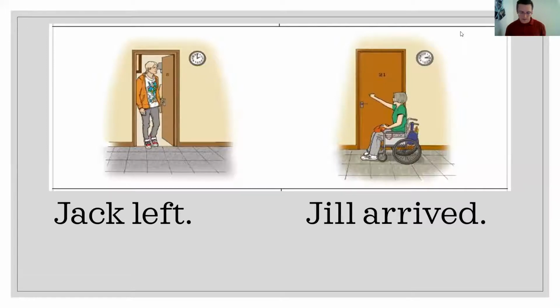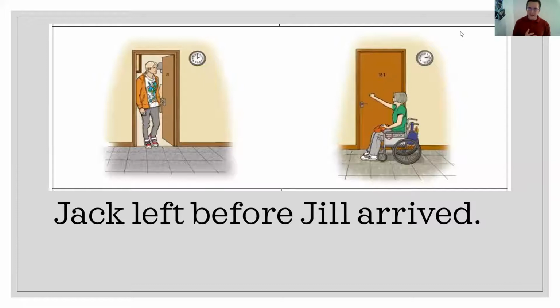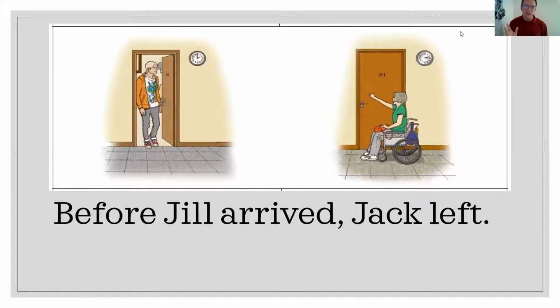Let's put these two events together. We could say that Jack left before Jill arrived. And that word before is important because it lets us know which event happened first and which event happened second. We have two events in the past. Jack left, Jill arrived. Which one was first? Which one was second? We have that word before. So we know that Jack left before Jill arrived. And we can also write the sentence, before Jill arrived, Jack left. Again, the meaning is very clear to us, which happened before.